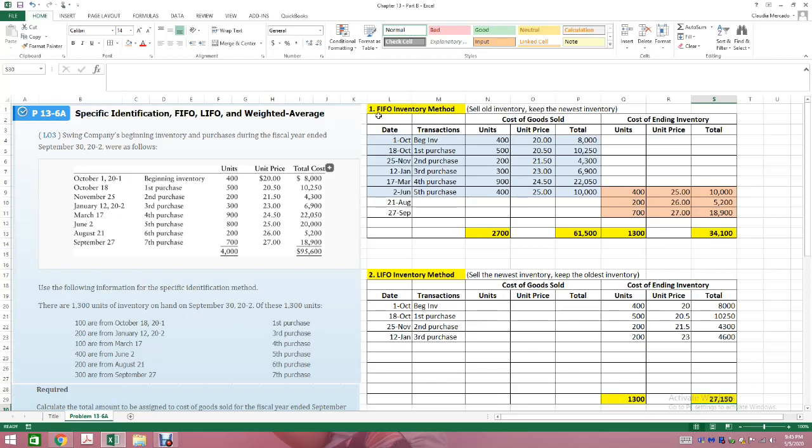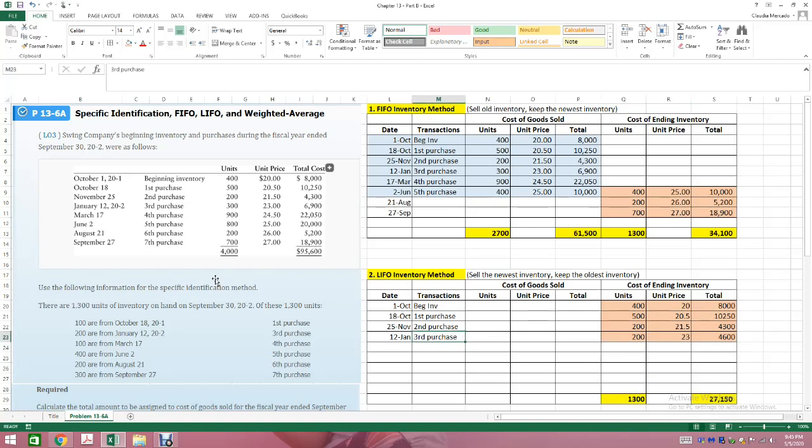Why? Because under the Fifo method, I kept my newest inventory. Under the Lifo method, I kept my oldest inventory. So that is the difference. In the Fifo inventory method, you keep your newest. In the Lifo method, you keep the oldest inventory. Once you figure that out, then that means all of the rest of the inventory was sold.